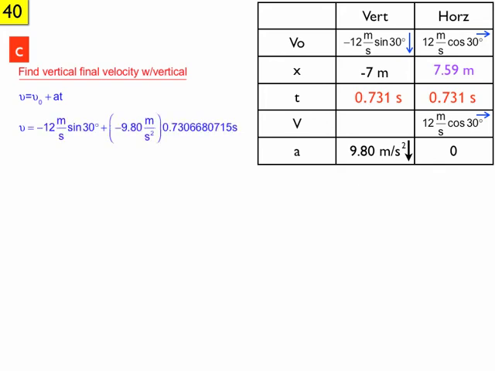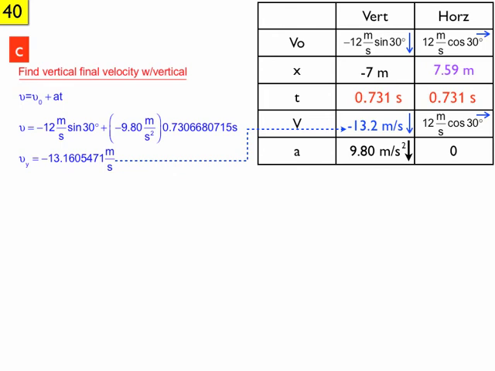I'll put in my numbers. V is equal to negative 12 meters per second sine 30 plus negative 9.8 meters per second squared times the time with all the decimal places. And when I do that, I get the vertical component to be negative 13.16 meters per second. Negative because it's going down. So at this point, I can write it in over here in my list of givens.